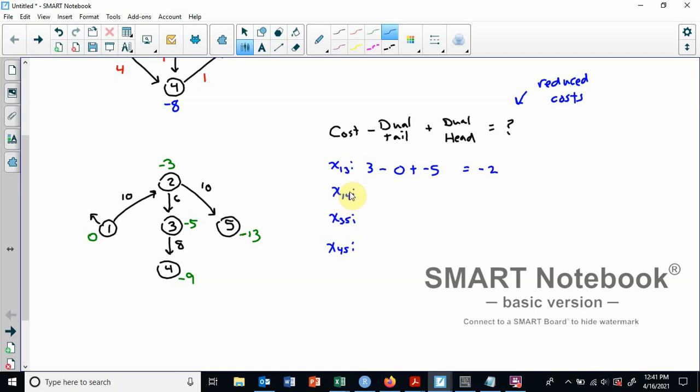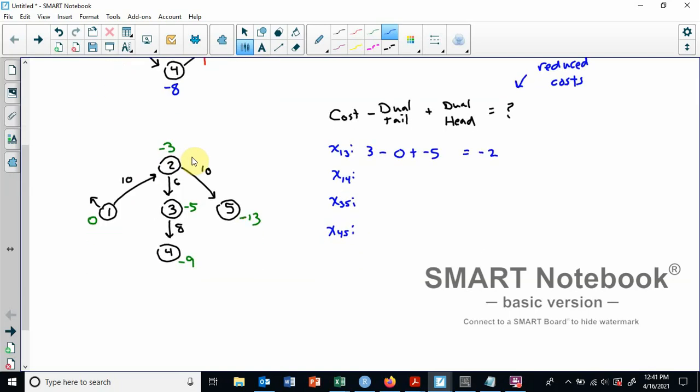Let's now check 1 to 4. So the cost on 1 to 4 is 4. So 4 minus the dual tail coming from 1. Of course, that's 0. Plus the dual head value. The head's at 4. So negative 9. 4 plus a negative 9 is negative 5. So this one's attractive. It's even more attractive to enter than this one. This will improve our objective function the most.